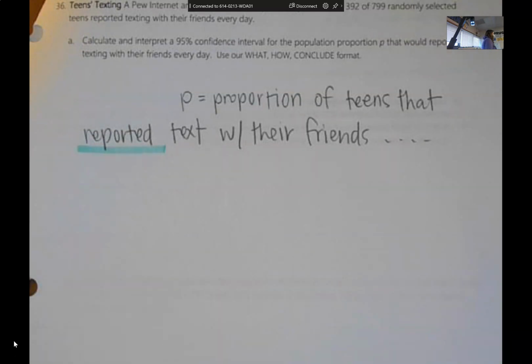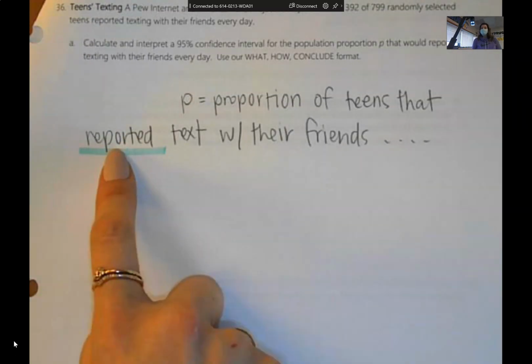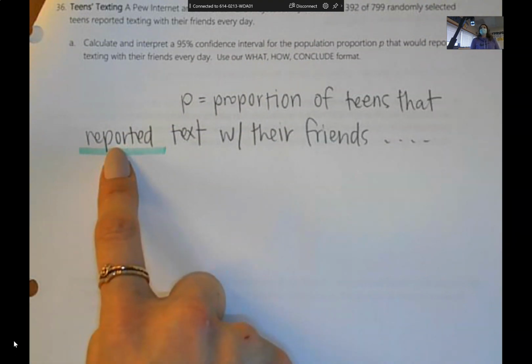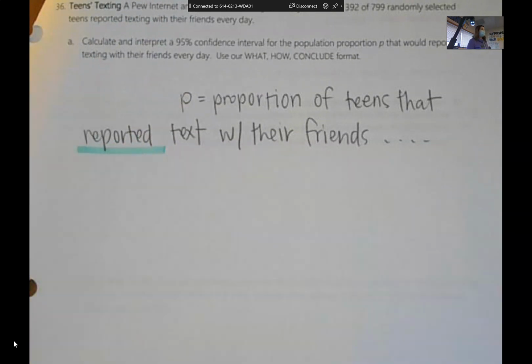So the issue here is that you're using past tense, and you're saying we're 95% confident that this interval captures the proportion of teens that reported texting with their friends every day. Well, what that would mean is you talk to every single teen and have the true value of p. But the whole reason that we're estimating p is because it's impossible to get a hold of every single teen that exists. Do you guys get what I'm saying?